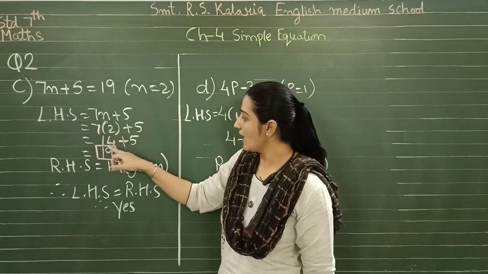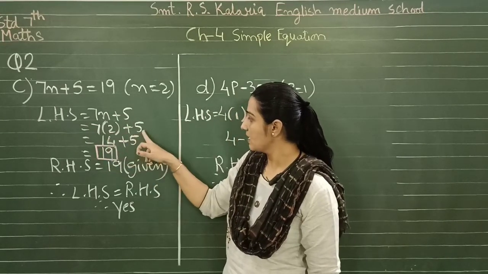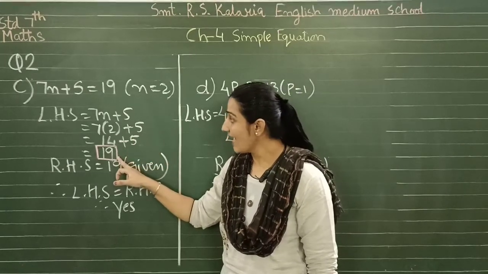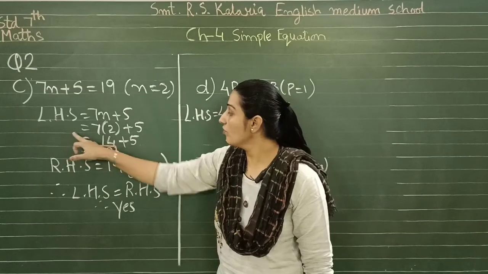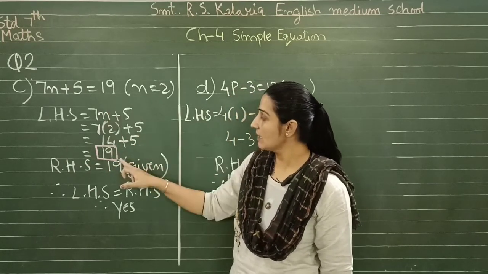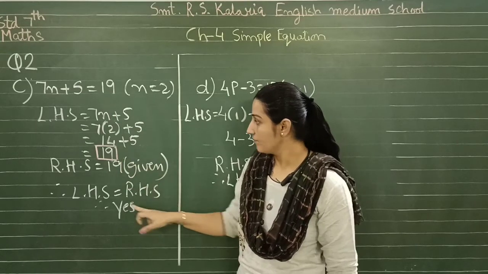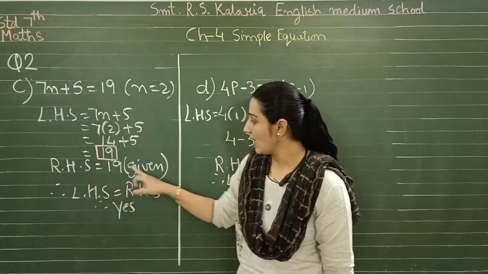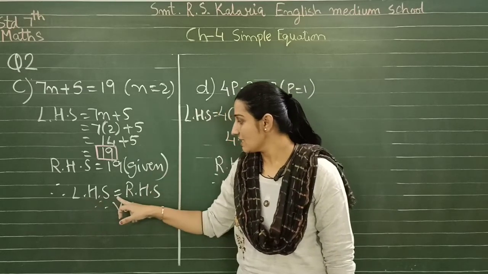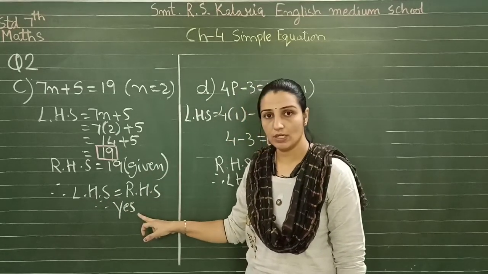What is 7 2s? 14 plus 5. 14 plus 5 is 19. This is our RHS after solving LHS. So do this answer and this answer match? Yes. That is, RHS is equals to 19, already given in the question. Therefore, LHS is equals to RHS. Therefore, yes.